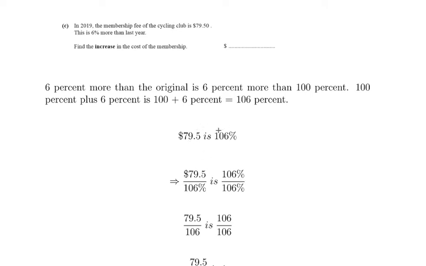It's not always good, but it might be advantageous to consider how to get 1%. Because once you have 1%, you can multiply it to any other percentage you want quite comfortably. So in this situation, I'm going to say 79.5, and divide by 106% on both sides. And I'm going to get rid of all these units because they make it quite complicated.